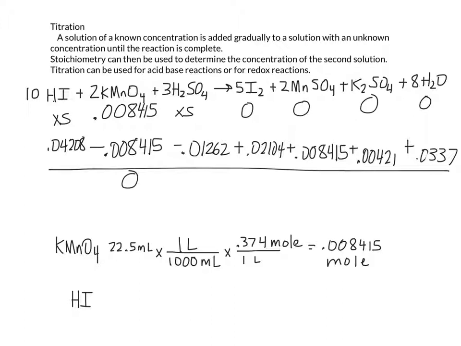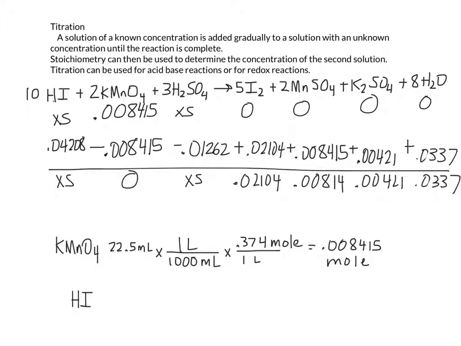We've used all of our potassium permanganate. We're going to have leftover of the sulfuric acid. We have created some iodine, so at the end we started with none. Now at the end we have 0.02104 moles. We have 0.008415 moles of manganese sulfate. We have 0.00421 moles of potassium sulfate. And we have 0.0337 moles of water.